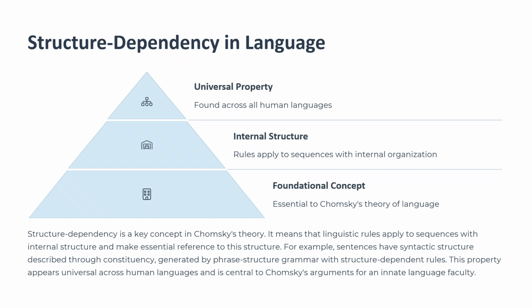Structure dependency in language. Structure dependency is a key concept in Chomsky's theory. It means that linguistic rules apply to sequences with internal structure and make essential reference to this structure. For example, sentences have syntactic structure described through constituency, generated by phrase-structure grammar with structure-dependent rules. This property appears universal across human languages and is central to Chomsky's arguments for an innate language faculty.